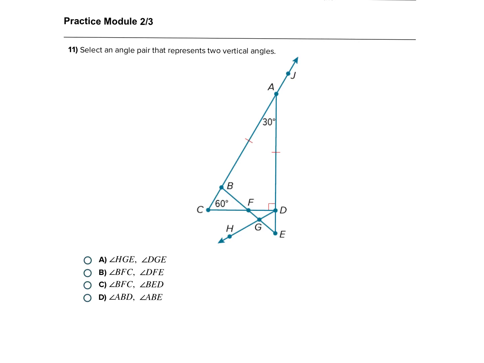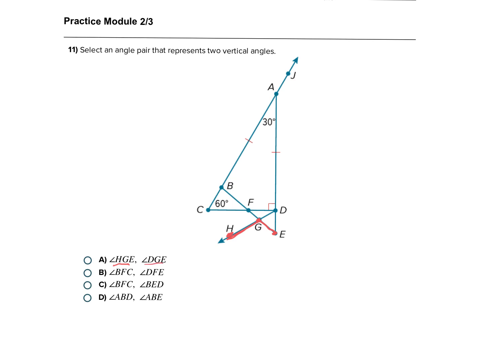Question 11 is asking us to select a pair that represents two vertical angles. So the best way to answer this would be to identify each angle pair to see if they're vertical. So my first angle is HGE. So that's this angle here.